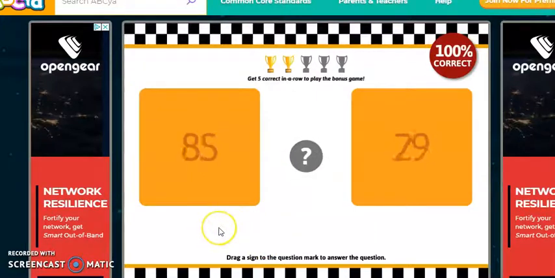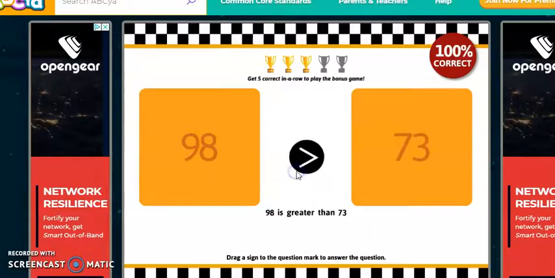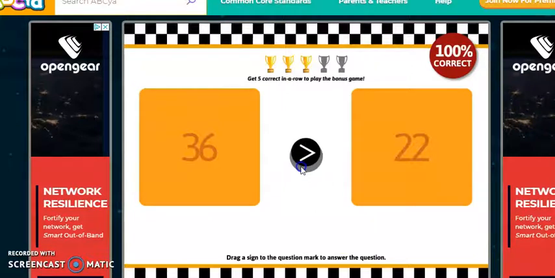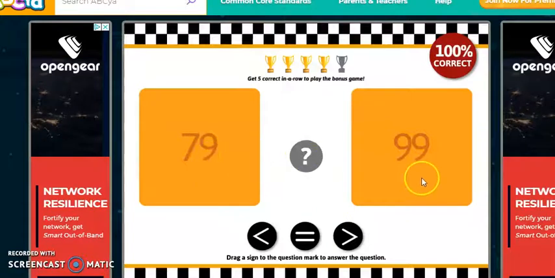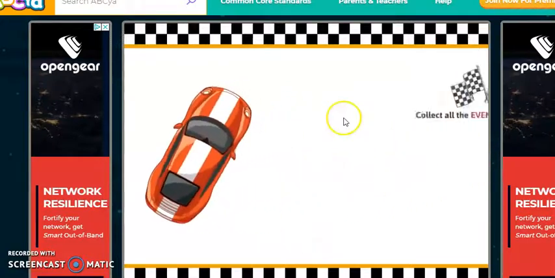Okay, 60 or 71? 71. Okay. 98 or 73? Which one is greater? 98 is greater than 73. How about 36 and 22? 36 is greater than 22. 79 and 99. Which one is greater? 99 is greater. Great.